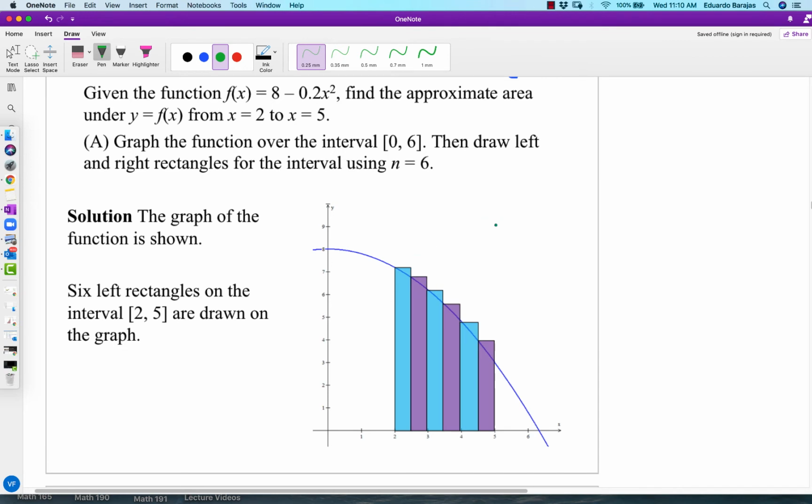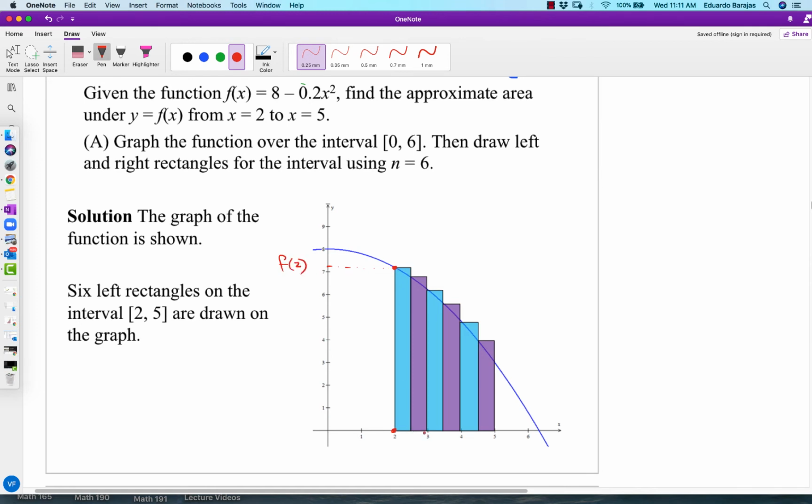Okay, so here's all the rectangles using the left end rule. With each rectangle, we go to the farthest left point. So in this case, it's this one. Let's put it in red. In this first rectangle, the farthest left point is a 2, so that's the one we use to establish the height. That height right there, coming back over here, is f of 2. That's how we get that one.